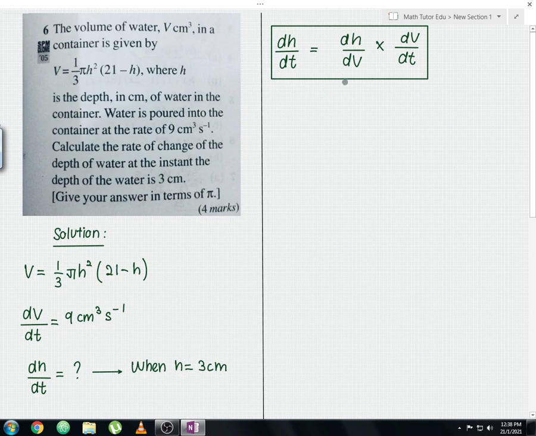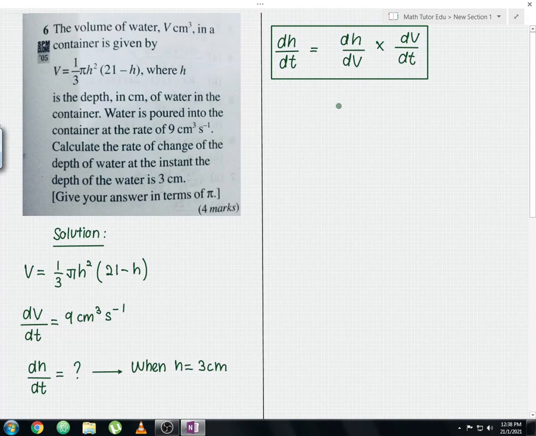Okay, so this dV and dV will cancel off, will become 1. And then dH times 1, you get this dH, and then 1 times dt, you get this dt. So dH over dt, you get this expression. So this is the concept behind this chain rule, guys. Okay, so we will come back to this chain rule.